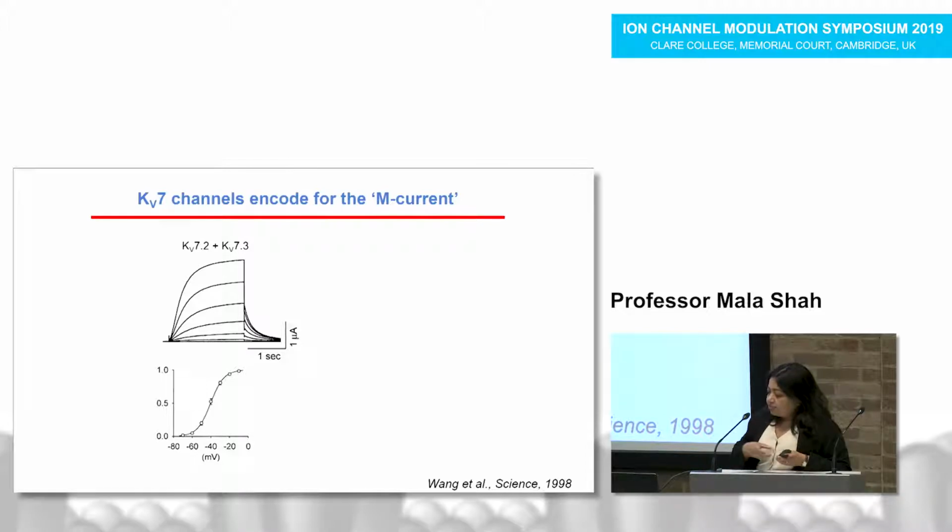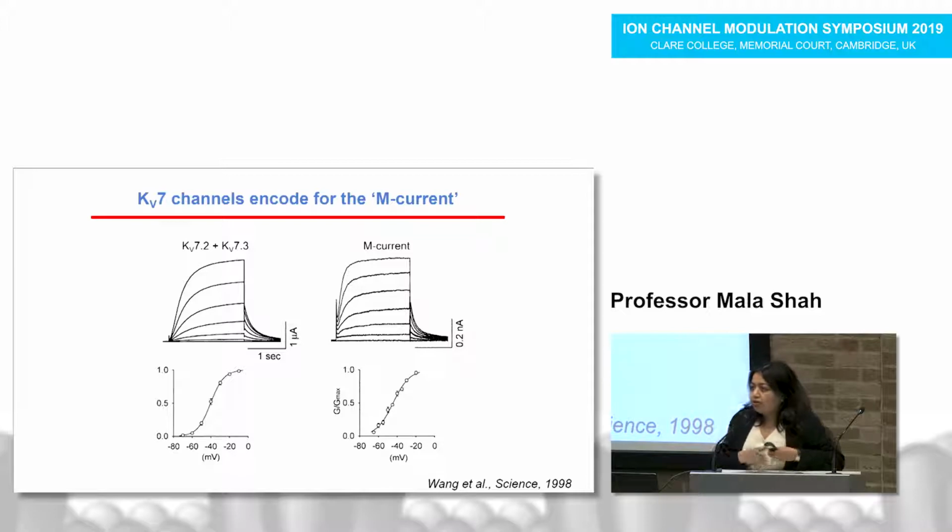Now, this resembled very closely a current which had been recorded from SCG neurons by David Brown and Paul Adams in 1980, which was known as the M current because it was a potassium current that was inhibited by activation of muscarinic receptors. And so you can see that the biophysical characteristics of the Kv7.2, 7.3 expressed in the cell line are very similar to that of the M current.